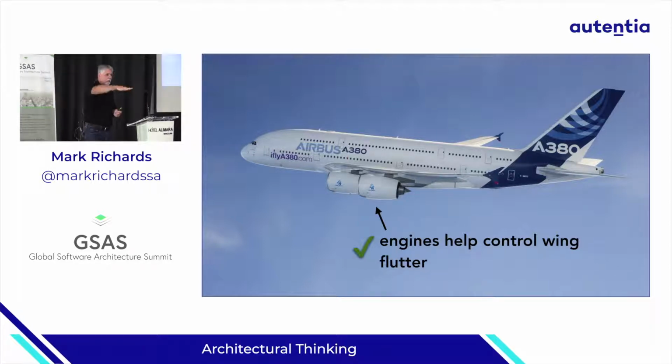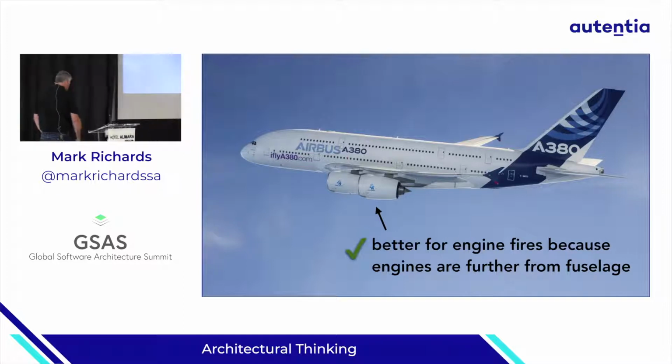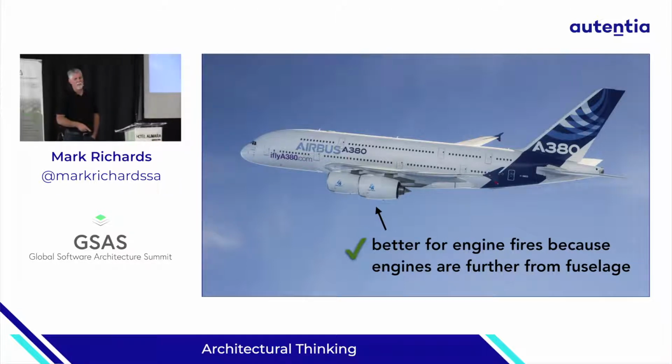Flutter caused it to just continue to flutter, and it started falling apart. This happens in aircraft as well, but if those engines are mounted under the wing, the nice thing is it controls all that flutter. This is a huge advantage. You know, the other factor is, well, this is kind of a bad factor, isn't it?